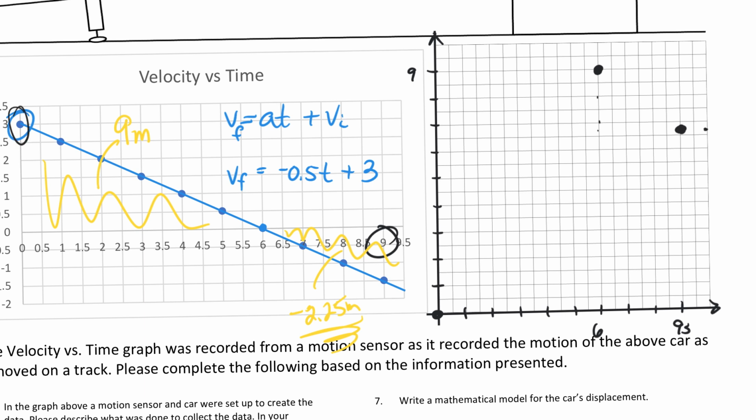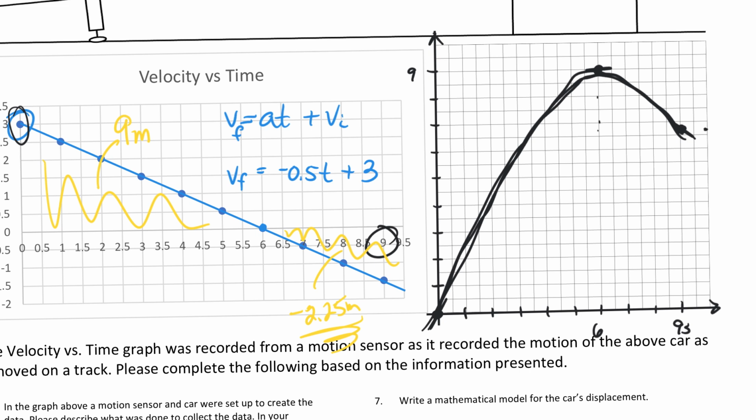At time 0, it's got a slope of 3. At time 6, it's got a slope of 0. And at time 9, it's got a slope of negative 1.5. So what's this going to look like? Something like so. That is clearly quadratic, so I should have a quadratic function to match.